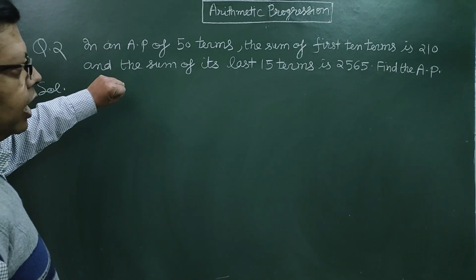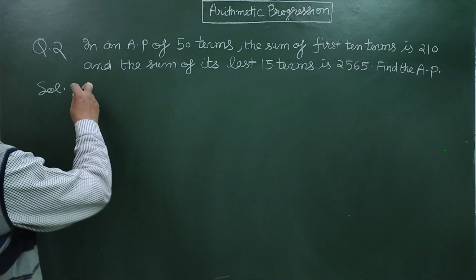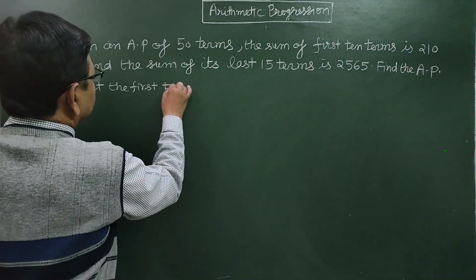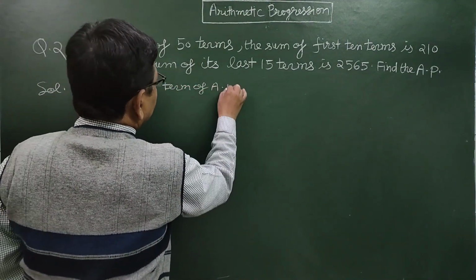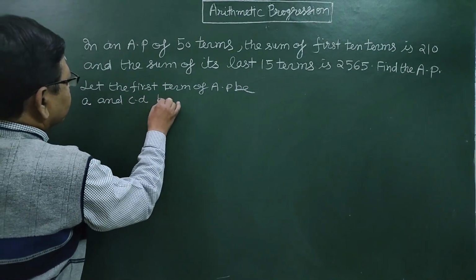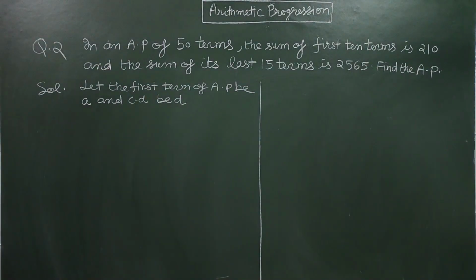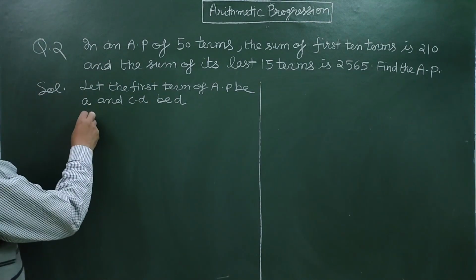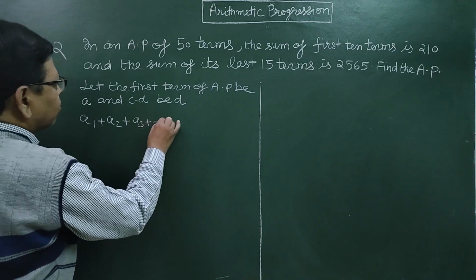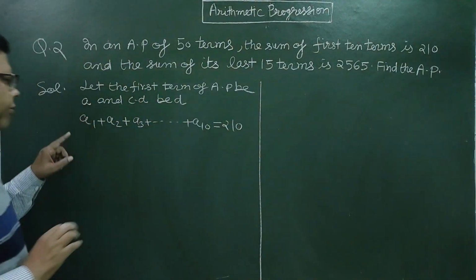So let the first term of the AP be A and common difference be D. Now the sum of first 10 terms, I am taking a1 plus a2 plus a3 up to a10, is equal to 210. This is given, the sum of first 10 terms.